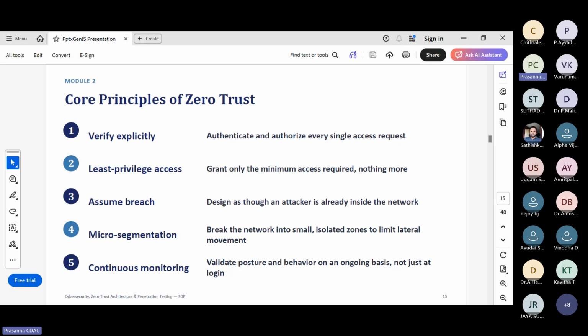So if a user needs a scanning option, it will be given as an extra. But by default, least privilege says that you have to have only the printing option. And the next one is assume breach.